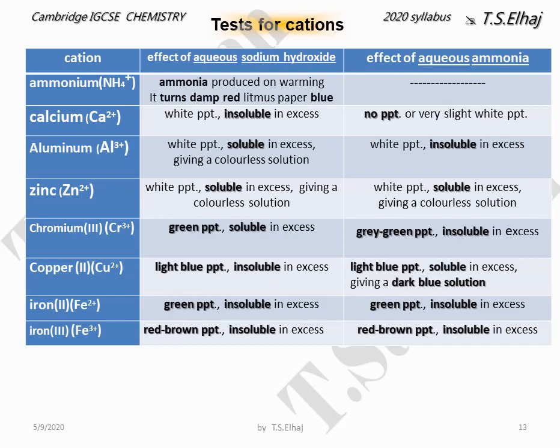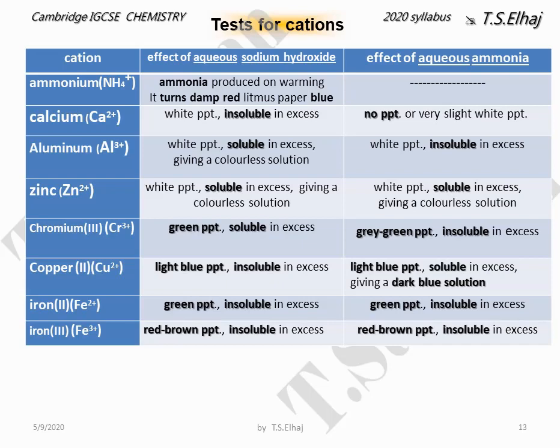With aluminium with sodium hydroxide, white precipitate soluble. With ammonia, this white precipitate is insoluble. Zinc, white precipitate soluble in both ammonia and sodium hydroxide. Chromium 3 gives green precipitate soluble in excess sodium hydroxide. Gray-green precipitate with ammonia insoluble in excess ammonia.